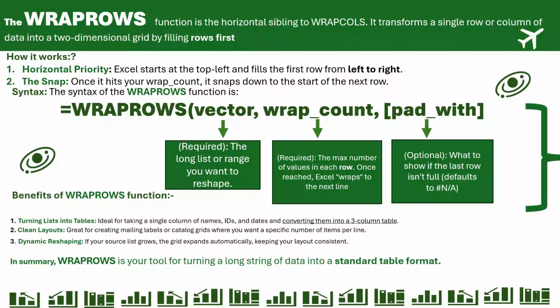The wrap count is required: the maximum number of values in each row. Once reached, Excel wraps to the next line. And pad width is optional: what to show if the last row isn't full. Its default is #N/A.